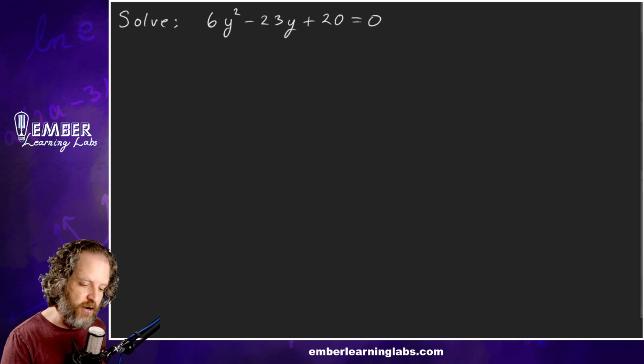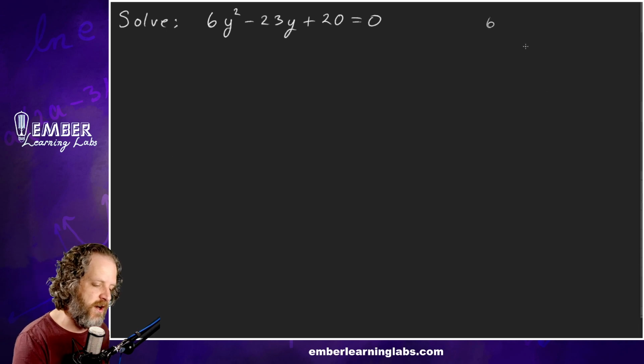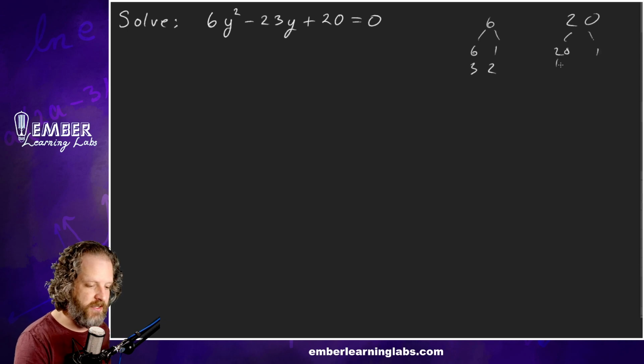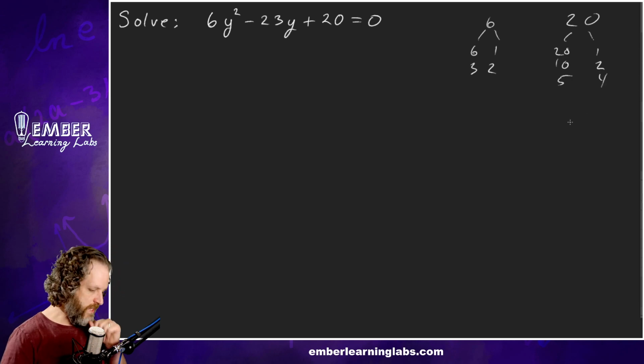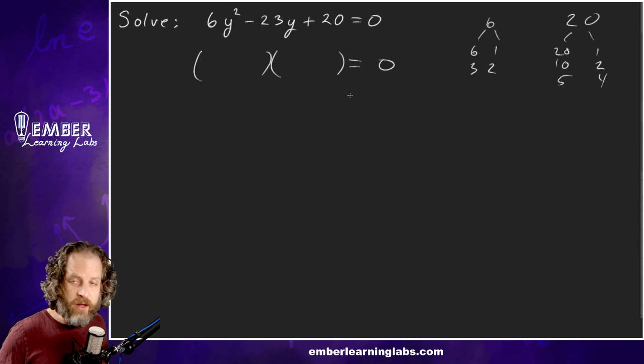This last one is a little bit tricky because this time our A isn't 1, right? So we have different options for that first term. For 6, we have different things. We can do 6 and 1, and we can do 3 and 2, right? For 20, we can do 20 and 1, 10 and 2, 5 and 4, right? So let's do our 2 sets of parentheses. We can do that much. You got this. So what do you want to pick?